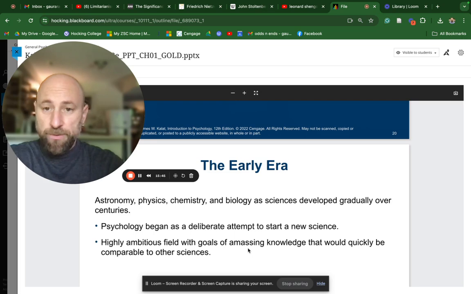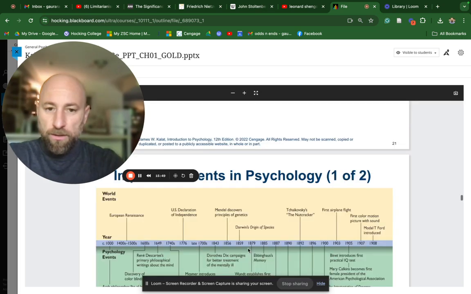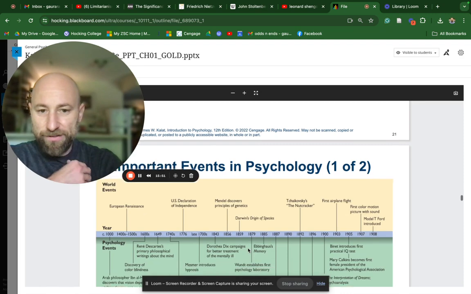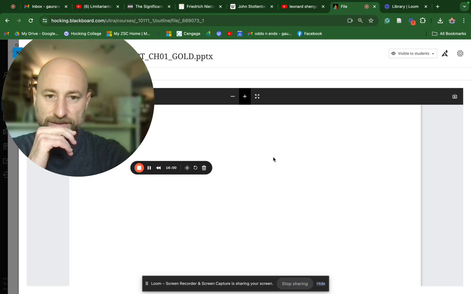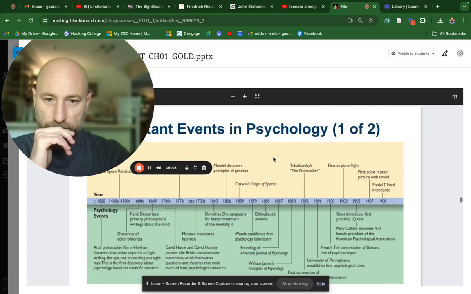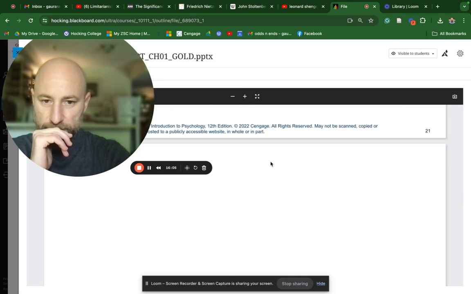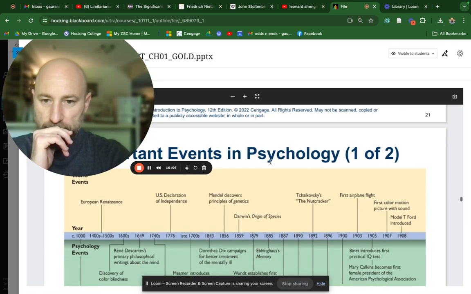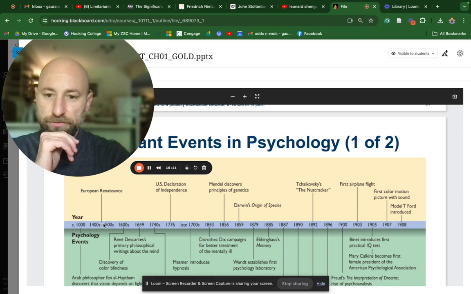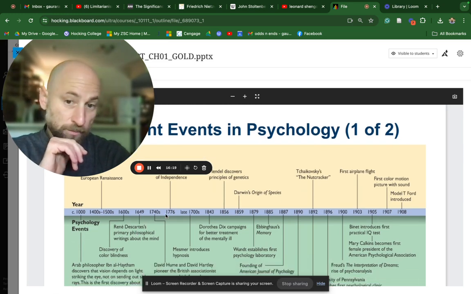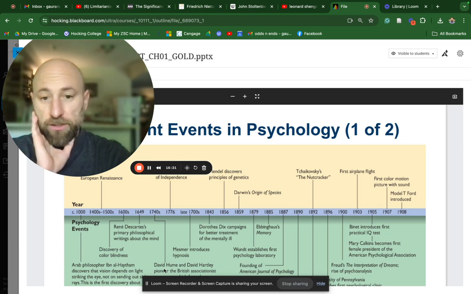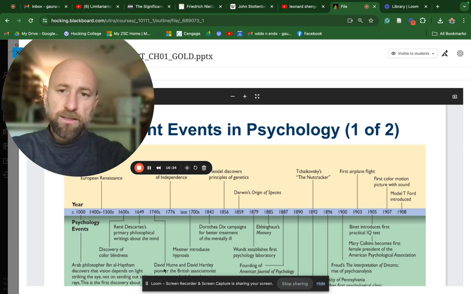So in the 1800s, people start wanting to figure this out. Here is a little timeline. We have various events in human history plotted here. Let's see if we can zoom in a little bit more. So we've got the European Renaissance, 1400s to 1500s. Rene Descartes, 1649. Another important philosopher, David Hume. By now, philosophers like David Hume are trying to think more scientifically about human nature.